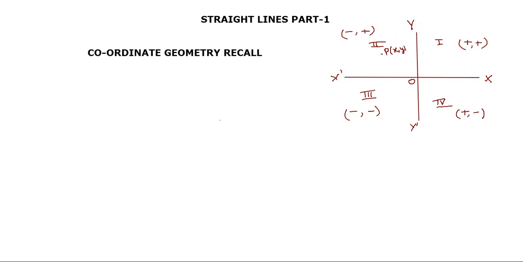And this one-fourth part of the Cartesian coordinate system is called the first quadrant. This is the second quadrant, this is the third quadrant, and this is the fourth quadrant. If any point has plus plus coordinates, it lies in the first quadrant. Minus plus will lie in the second quadrant. Both minus will lie in the third quadrant, and plus minus in the fourth quadrant. This we have already studied.